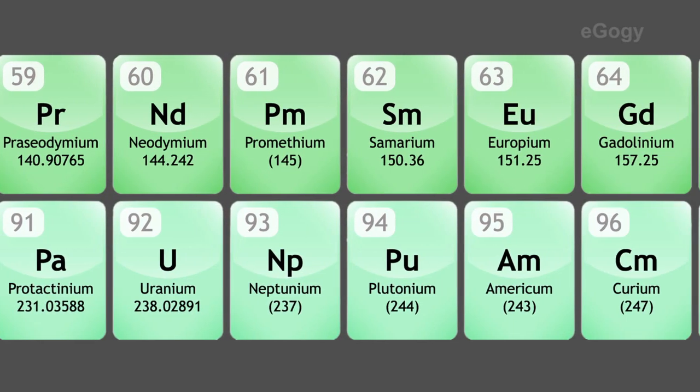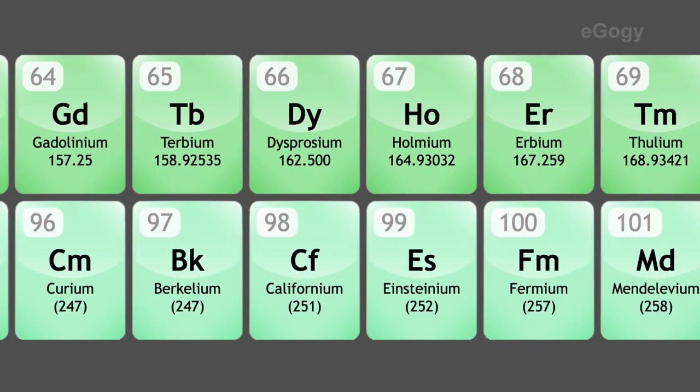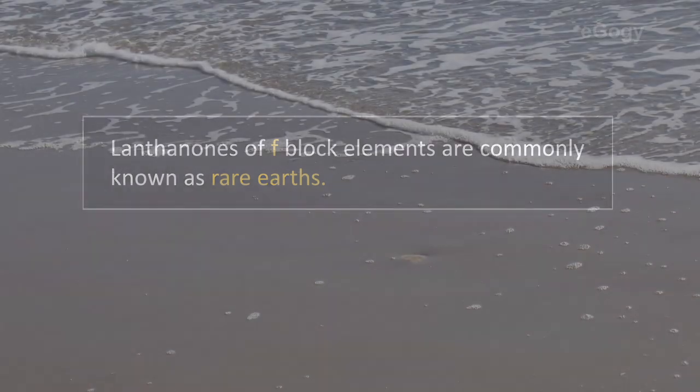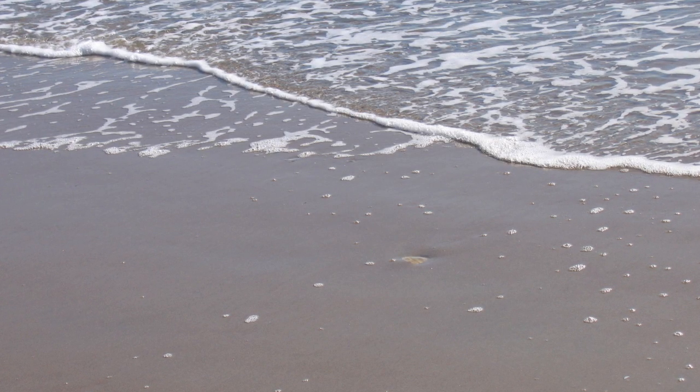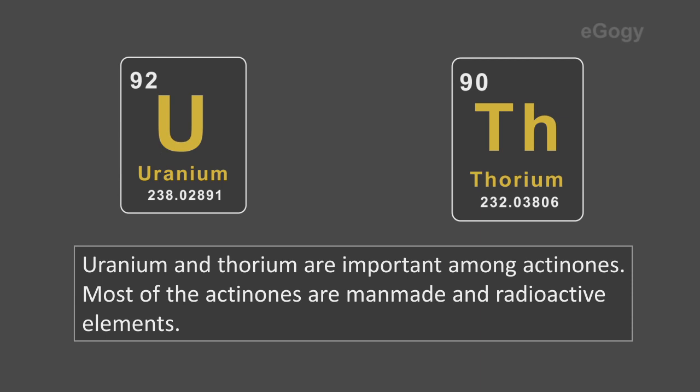The f block elements include lanthanons and actinons. Lanthanons of f block elements are commonly known as rare earths. They are commonly found in beach sands of Kerala. Uranium and thorium are important among actinons. Most of the actinons are man-made and radioactive elements.